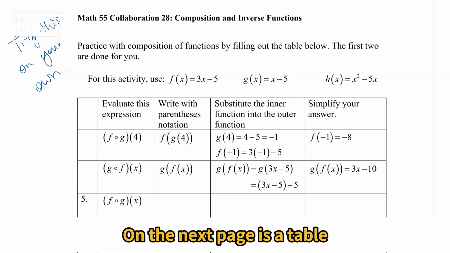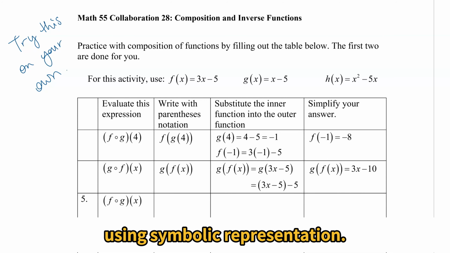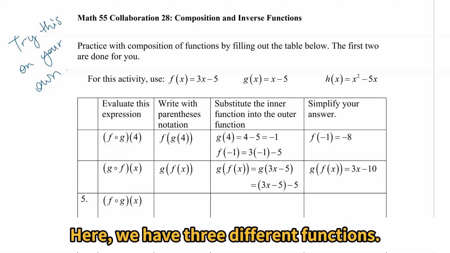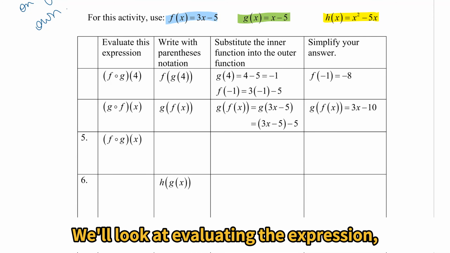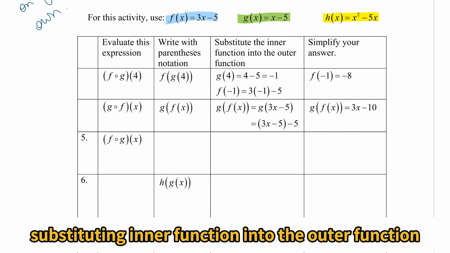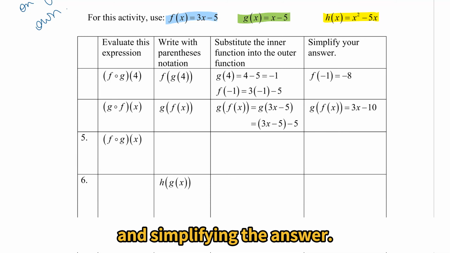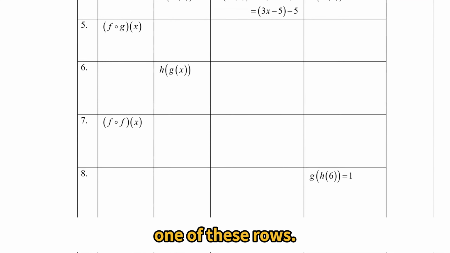On the next page is a table where you can practice these compositions of functions using the symbolic representation. Here we have three different functions. f of x is 3x minus 5, g of x is x minus 5, h of x is x squared minus 5x. We'll look at evaluating the expression, writing the parentheses notation, substituting the inner function into the outer function, and simplifying the answer.